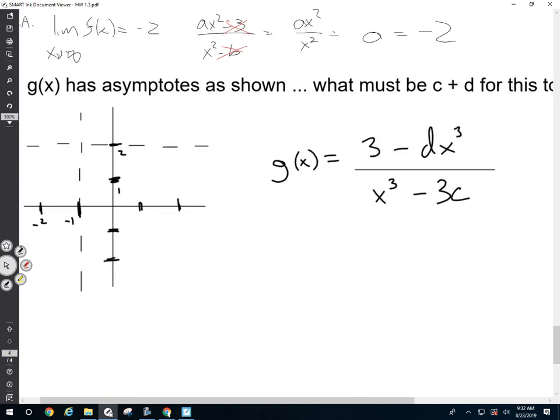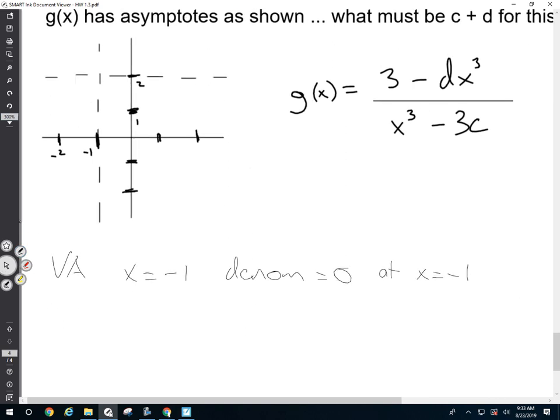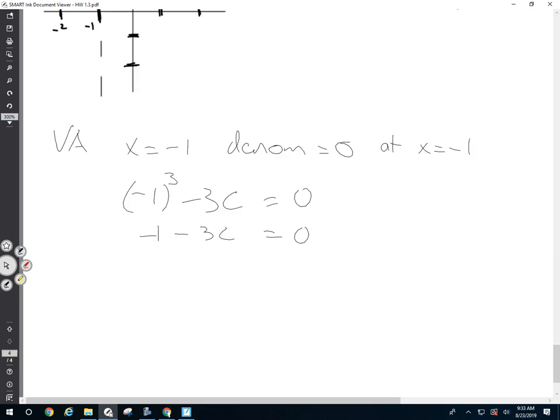Same deal here. Vertical asymptote, x equals -1. That means the denominator equals 0 at x equals -1. Plug in -1 to the denominator for x. Set it equal to 0. -1 minus 3c equals 0. -3c equals +1. C is equal to -1/3.